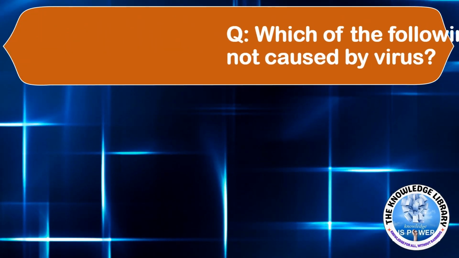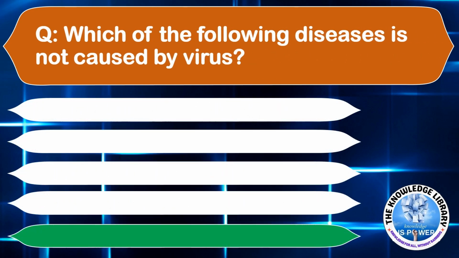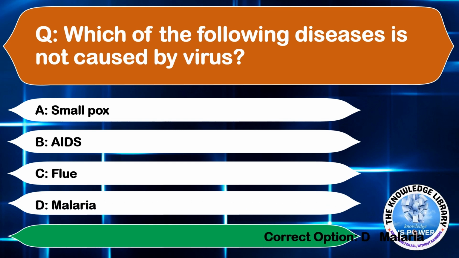The next question is, which of the following diseases is not caught by virus? A. Smallpox. B. AIDS. C. Flu. Or D. Malaria. The correct answer is option D, malaria.